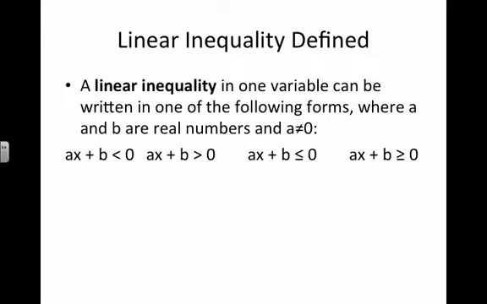A linear inequality in one variable can be written in one of the following forms, where a and b are real numbers and a is not equal to 0. So we have ax + b < 0, ax + b > 0, ax + b ≤ 0, and ax + b ≥ 0.